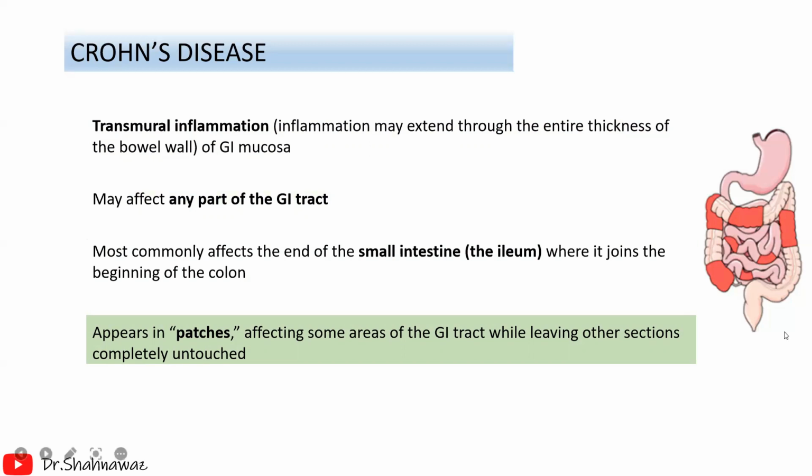Like you see, it is not involving the bowel continuously, but you see the patches, like it has these skipping lesions that are totally normal. This is the appearance of the involvement of the bowel in Crohn's disease.